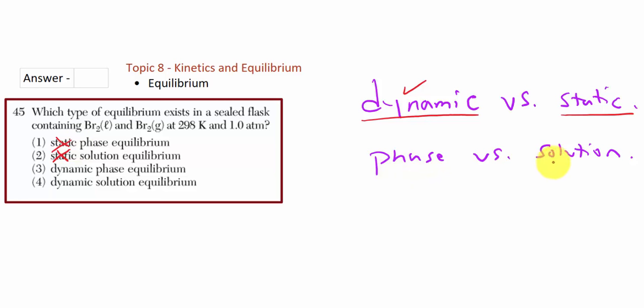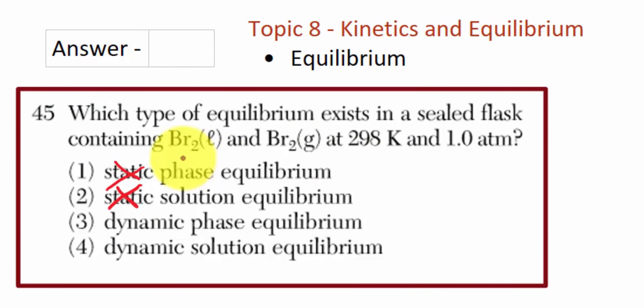Now, phase versus solution. In a phase equilibrium, you have 2 phases of the same material present, and we go back and forth between them. That's exactly what we have here. We have bromine as a liquid, bromine as a gas. So this is going to be a phase equilibrium system. If it were a solution equilibrium system, we'd have a substance going between solid and aqueous, dissolved and undissolved. So we're going to go with answer number 3 for question number 45.